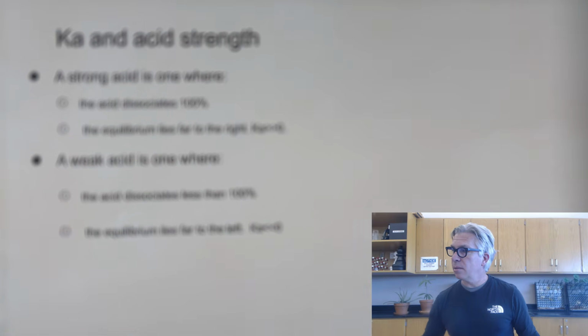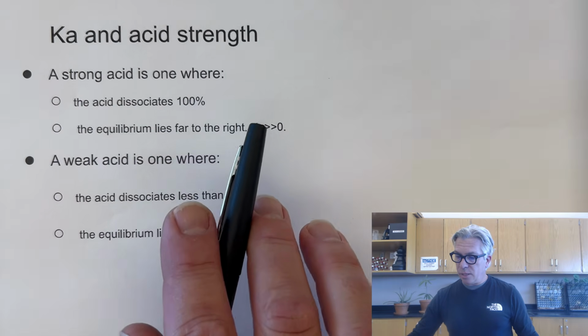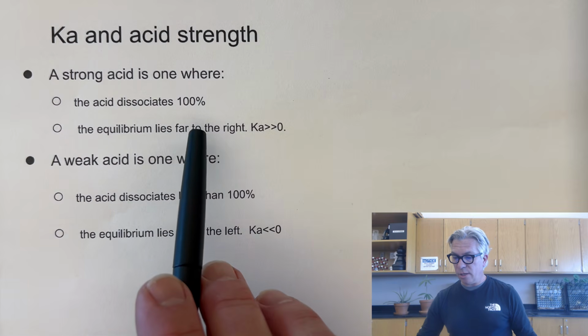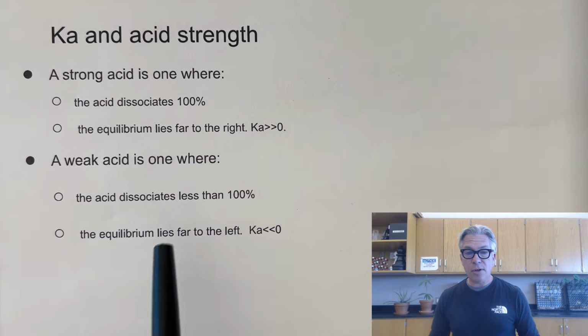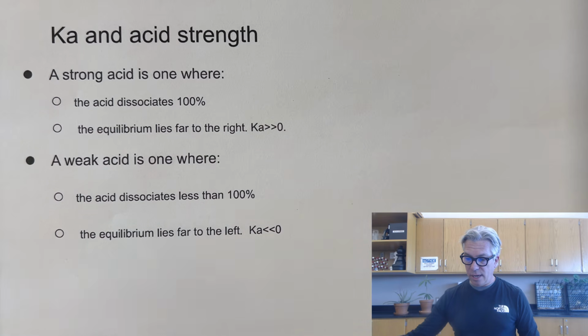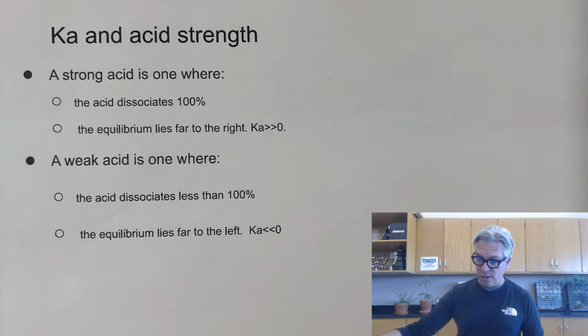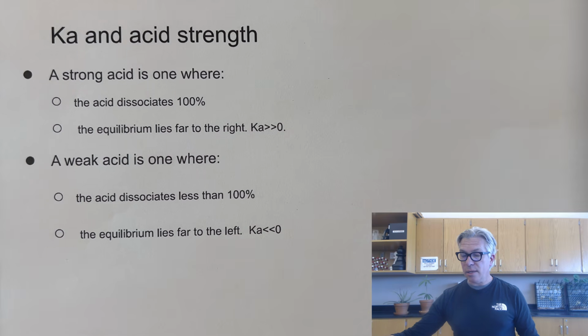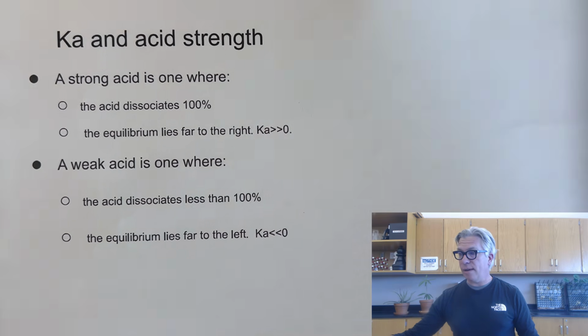Okay, so to sum up, a strong acid is one where the acid dissociates 100% and the equilibrium lies far to the right, so large K value. And a weak acid is one where the acid dissociates less than 100%. The equilibrium lies far to the left.